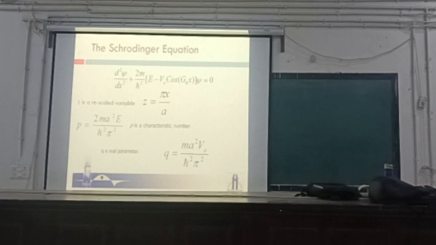Now we are just scaling the distance with a unitless z instead of x, taking z as πx/a, such that we can get a dimensionless Schrödinger equation, with energy in units of ħ²π²/2ma², which is the ground state energy of the particle in a box problem with length a. In that unit we represent energy, and the potential is in the same unit.